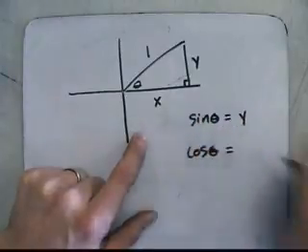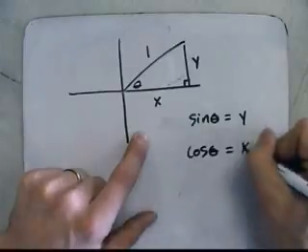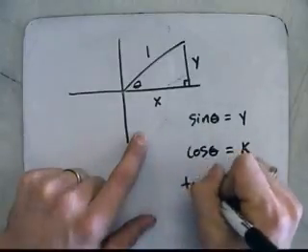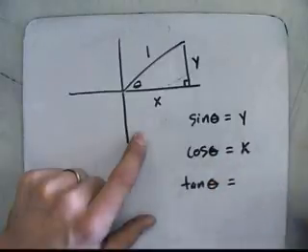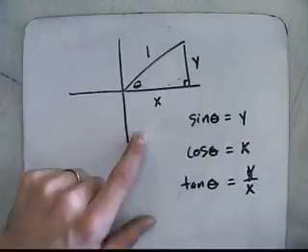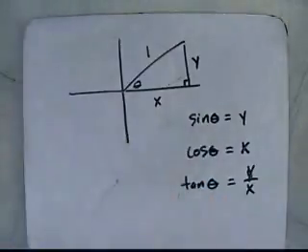Okay, now what about cosine? Cosine of theta equals x over 1, so just equals x. Okay, so cosine of theta equals x. And what about tangent of theta? Equals y over x. Okay, that's going to be the tangent of theta. Tangent of theta equals y over x. Okay, which means you can use this when you're actually solving for these other problems that we did over here.